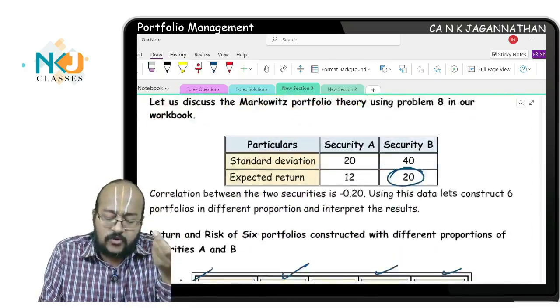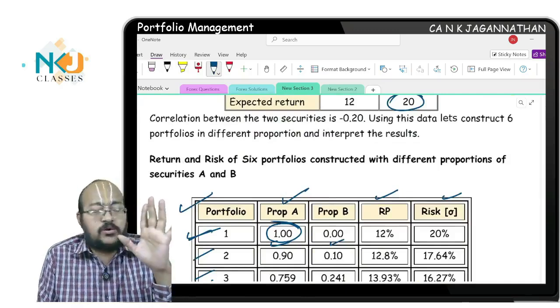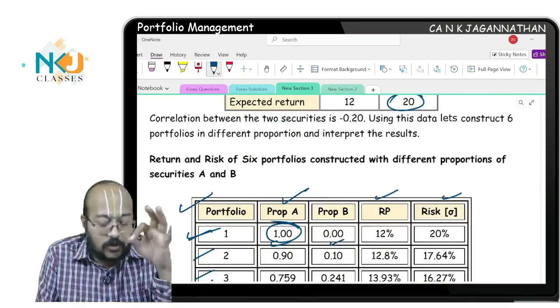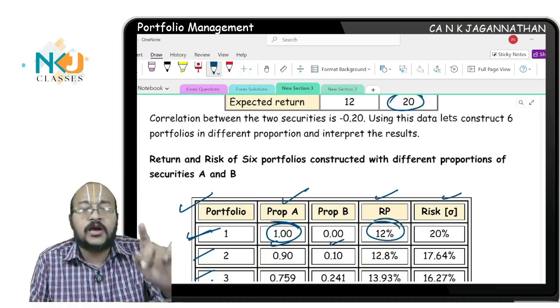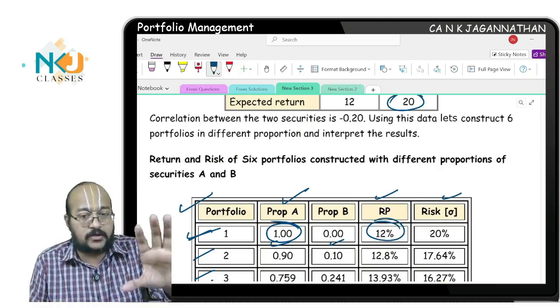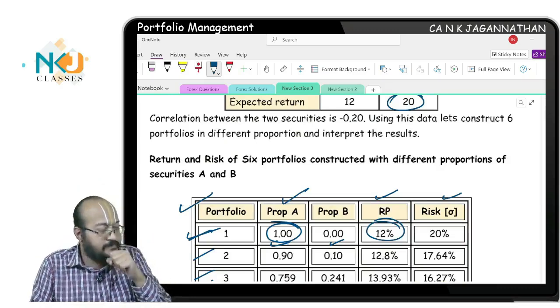Whatever is there, it is 0. So which means ultimately it is 100%. The portfolio risk will be the same as security A's risk. Why? Because the entire amount is invested in security A. Are you listening?